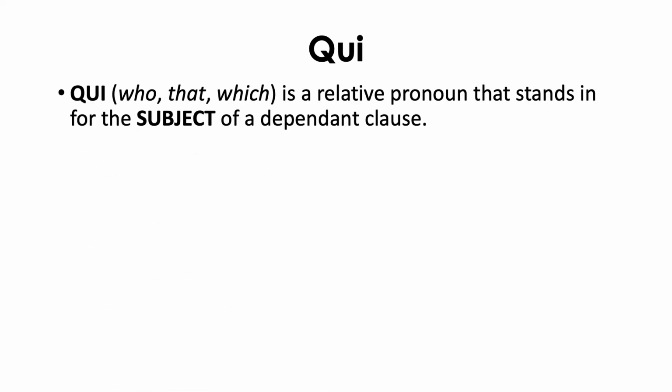So the first one we're going to do is qui. Now, I expect that you've seen qui and que before, and you're already using them in your writing. So qui could be translated in English as who, that, or which. It's a relative pronoun that stands in for the subject of a dependent clause. Qui can refer to either people or to things. It's not like who in English, which usually refers to people. This can refer to people or things. It's referring to the subject.